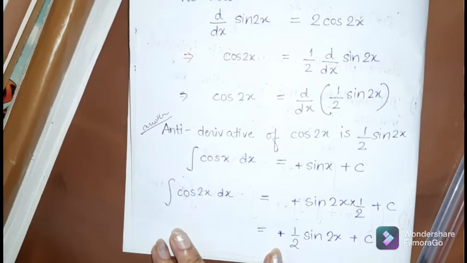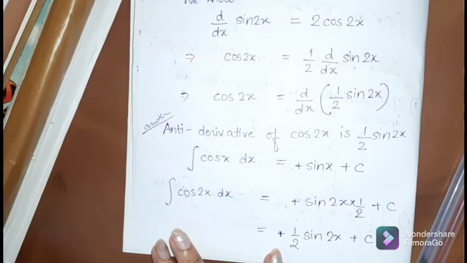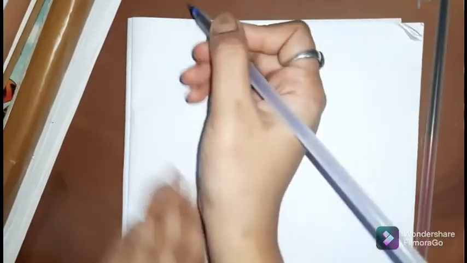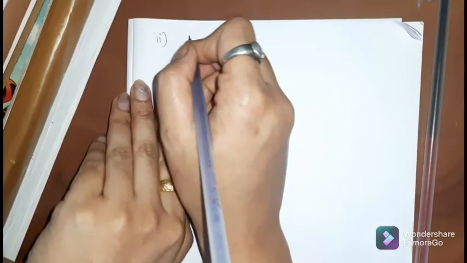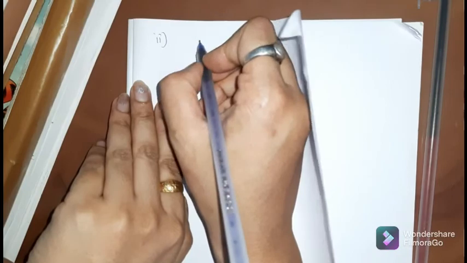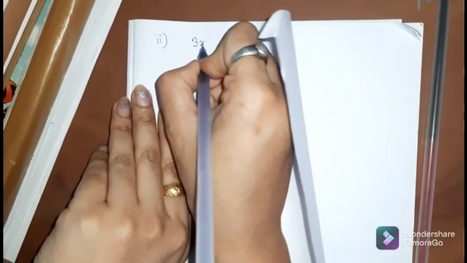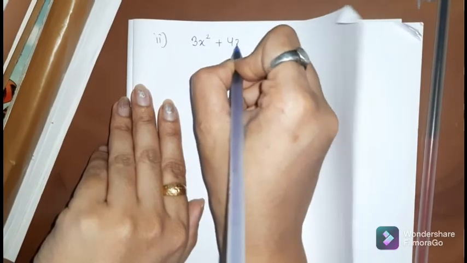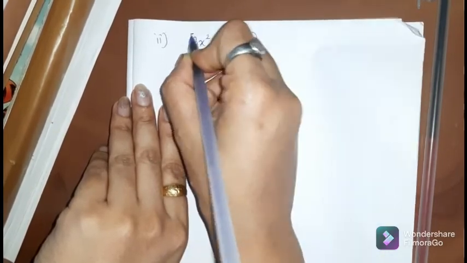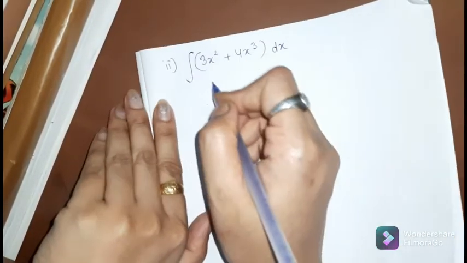Let's do one more question, and we will do this one directly. Find the antiderivative of 3x square plus 4x cube. For this we have to find the antiderivative, that is, do the integration. Now see how we use the properties.